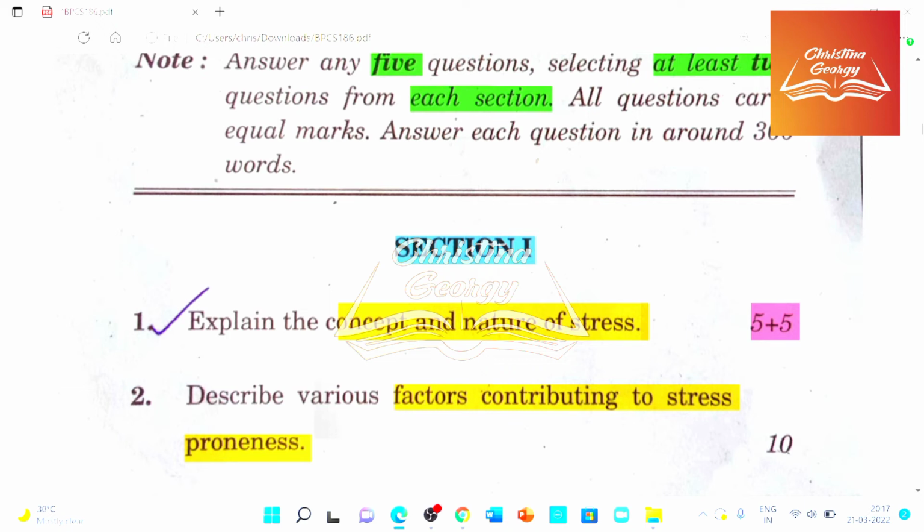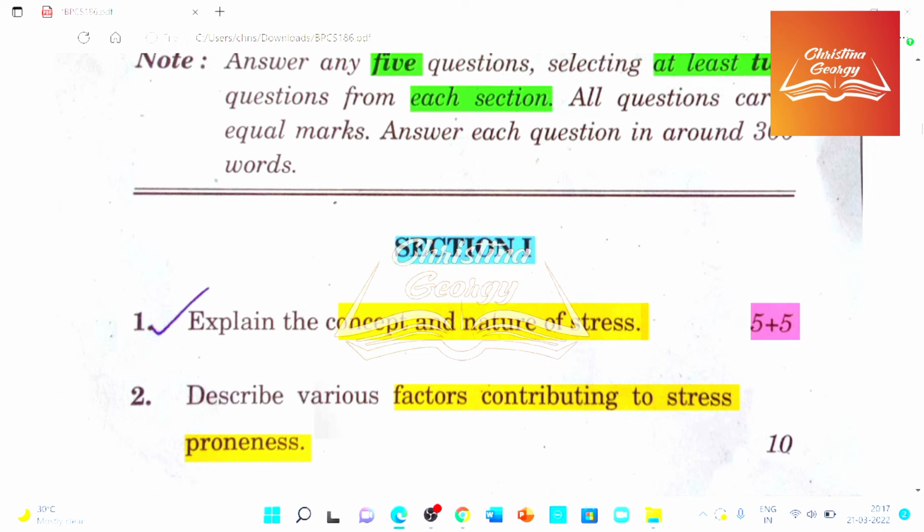That is why they have given this 5 plus 5 mark pattern. That is 5 marks for the concept and 5 marks for the nature of stress. So this question is from block 1, unit 1, and you can find the relevant answers from page number 14 to 16. Now the second question, describe various factors contributing to stress proneness.